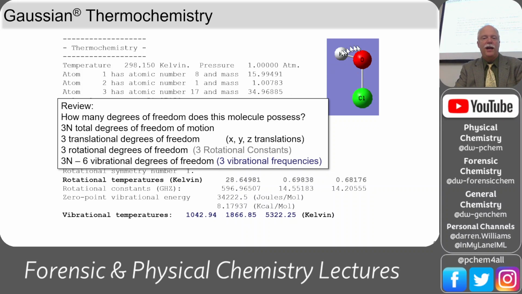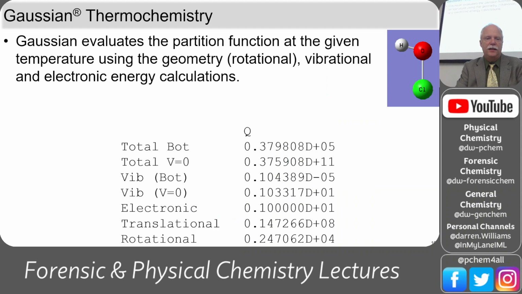In this case, we have 3 atoms, so 3 times 3 is 9, minus 6. So we have 3 vibrational frequencies. That's where the 3 vibrational temperatures come from, and here they are down here. Gaussian evaluates the partition function at the given temperature, which was 298.15, and 1 atmosphere pressure, using the geometry of the rotation and vibration and electronic energy calculations. Here's the output from Gaussian.